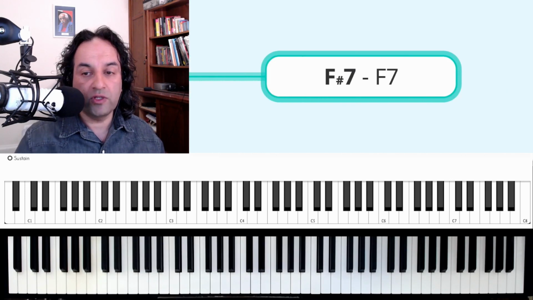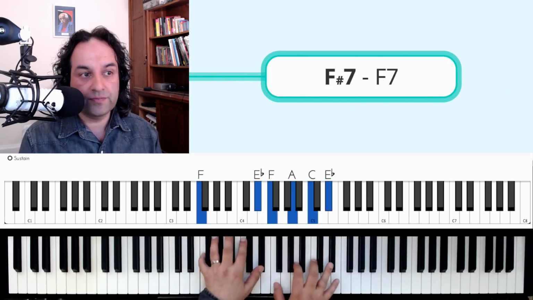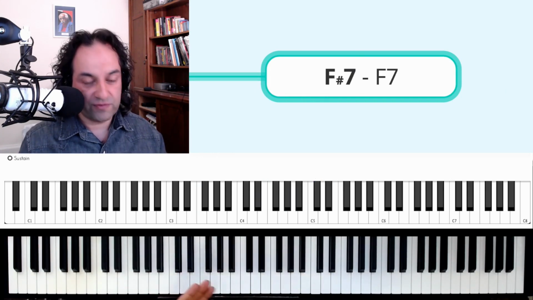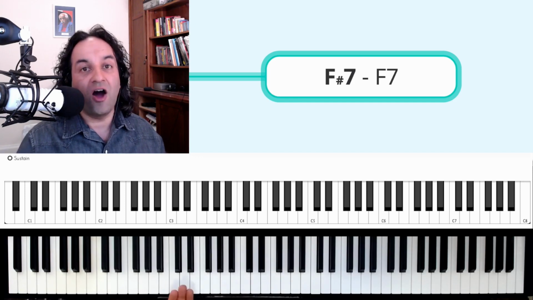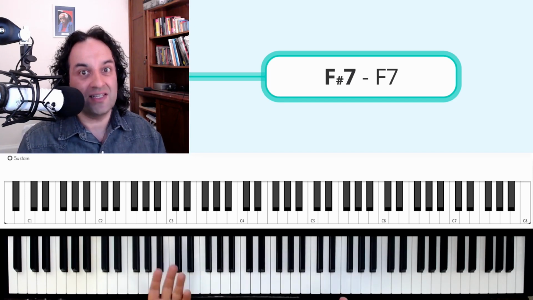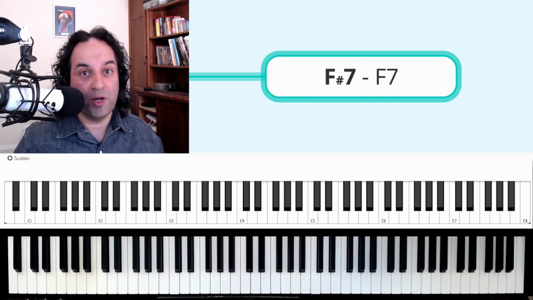And the final one we'll look at is F sharp 7 to F7. That's a tritone substitution. Now, tritone substitution from the beginning goes beyond the scope of this video, but I'll put my link below so you can learn more about that. Suffice to say, we're looking for a dominant chord that's a half step above where we want to go. In this case, F sharp 7 being a half step above F7.